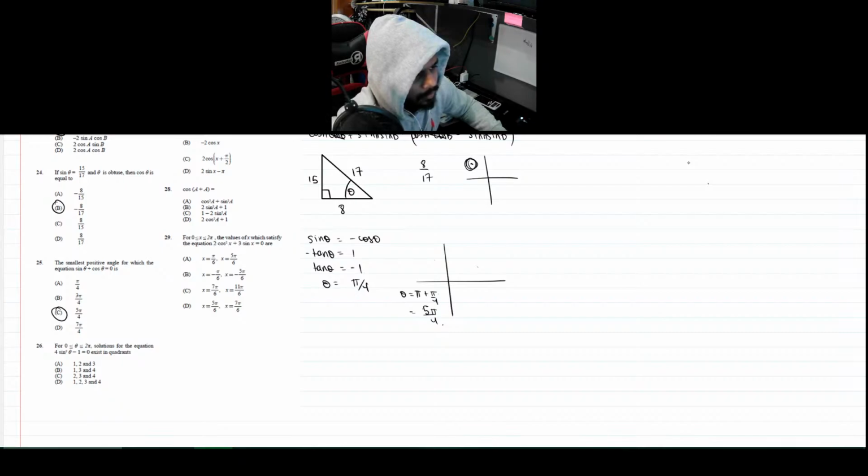So for that, the solutions for the equations exist in quadrants. Alright, so just checking to see. Sine squared theta is equal to a quarter. Sine theta is plus or minus a half. So solutions will lie in all quadrants 1, 2, 3, and 4.